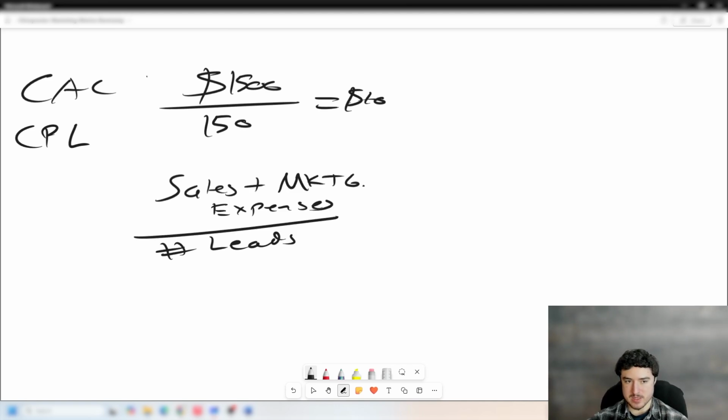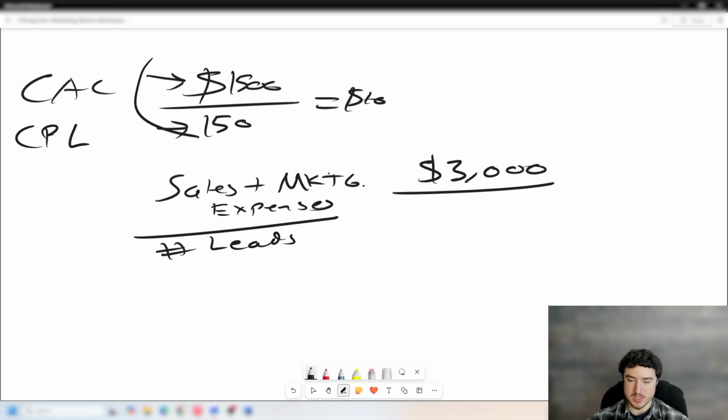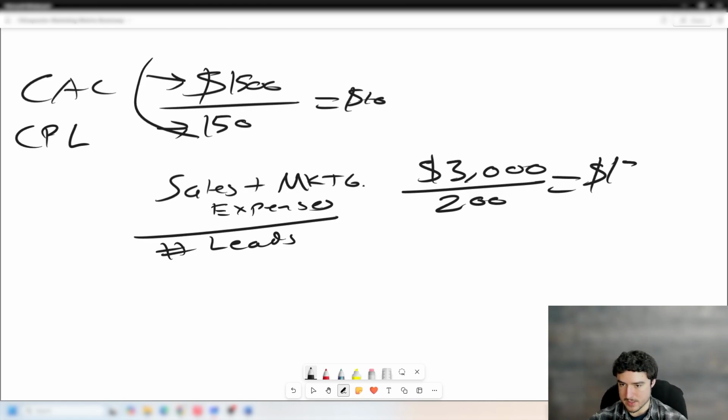For example, if we spent $1,500 on, let's say, Facebook ads, right, and we had 150, this would be for our Facebook ads specifically. But then if overall we spent, let's say, $3,000 on various different ads like Google and Facebook ads, and if we then saw 200 overall, then our overall cost per lead is $15.